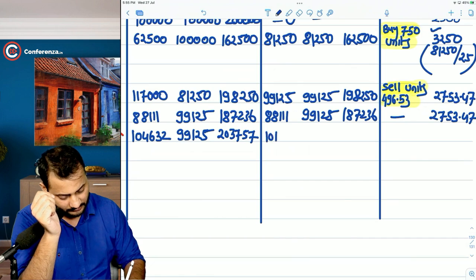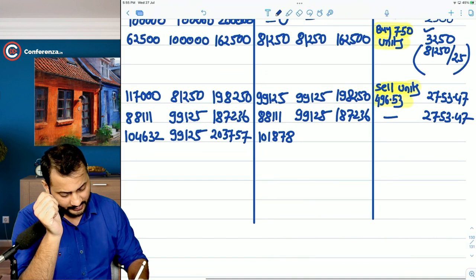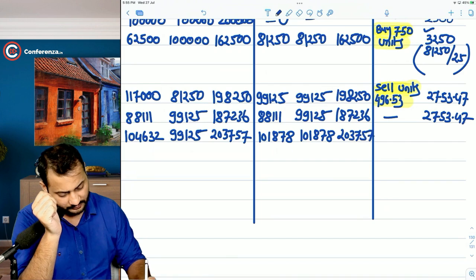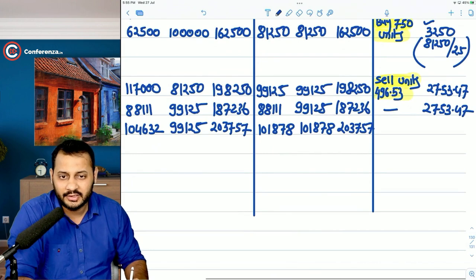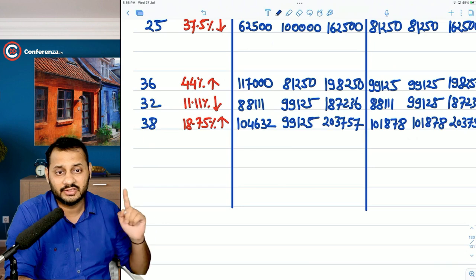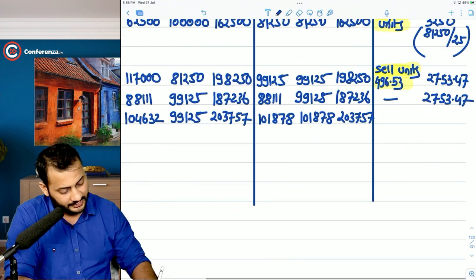101878. Okay, and 101878. 203757. What should be the rebalancing activity? First of all, calculate the closing number of units. 101878 divided by 38. That's 2681.